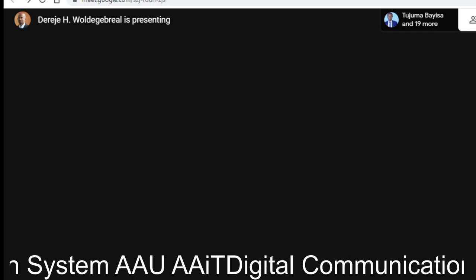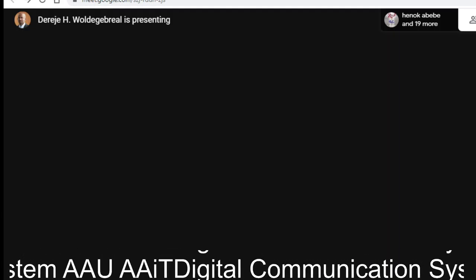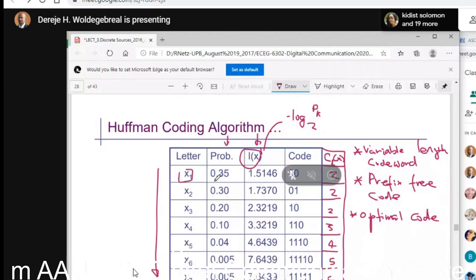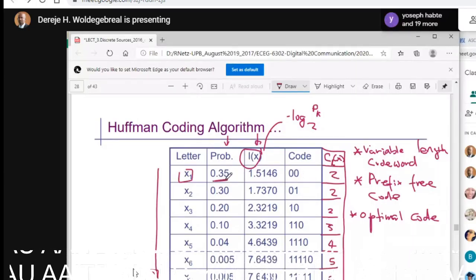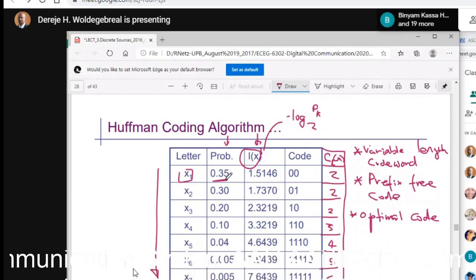What do we mean by optimal code? By optimal code, we mean that the average code word length is minimal. Okay, you have X1 that occurs 35% of the time. Of the total number of symbols generated by the source, 35% of them are X1. And the symbol X1 is represented by a code word of length 2.